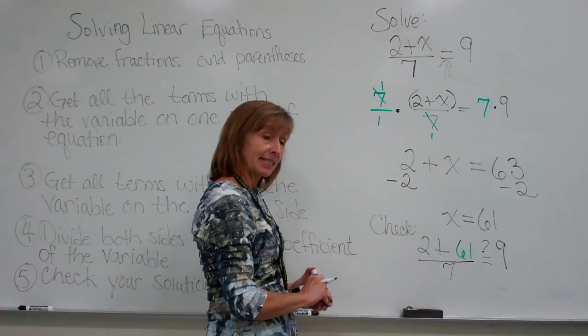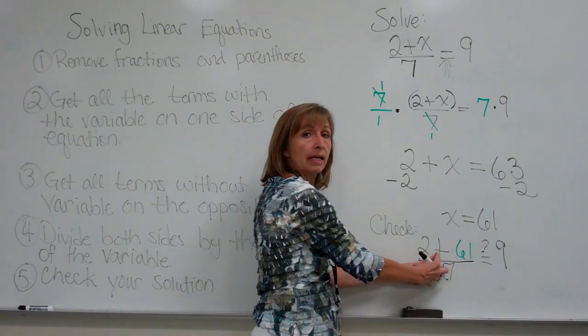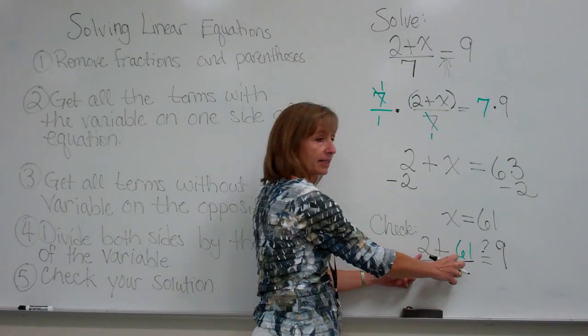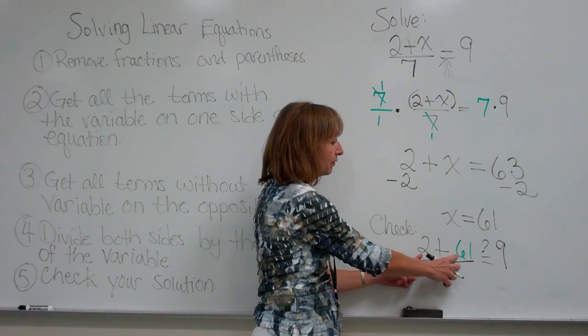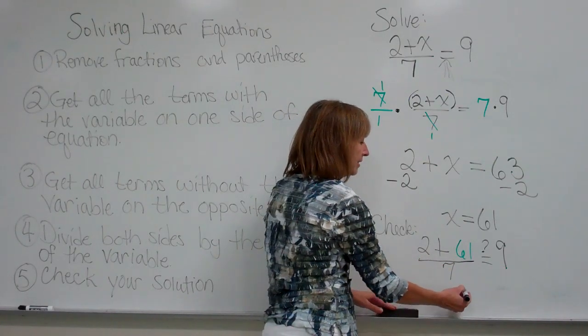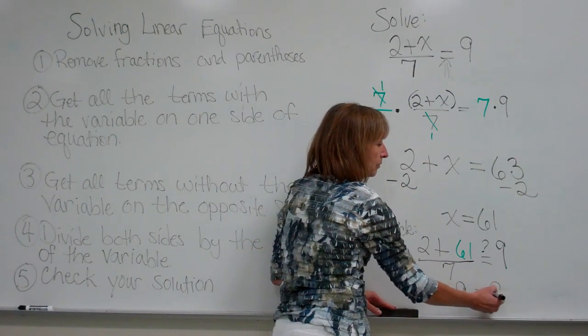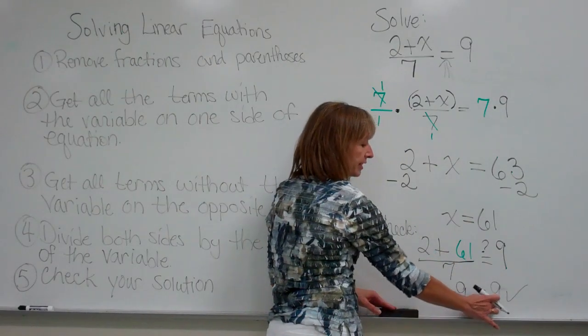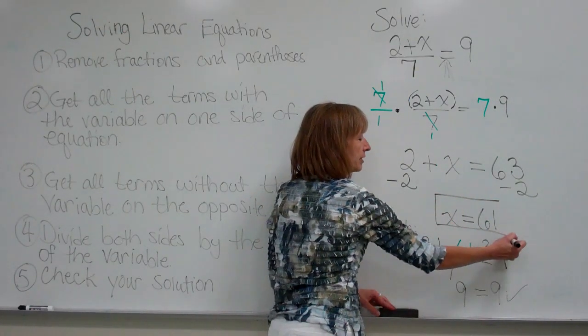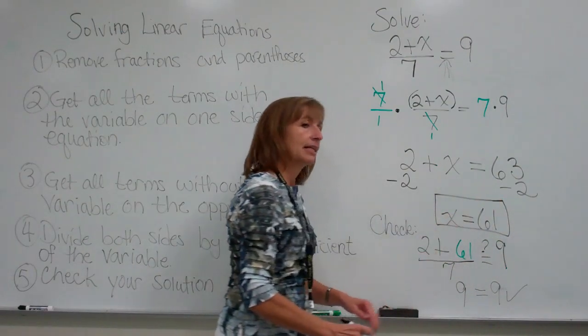Well, on the left-hand side, we need to do our addition in the numerator of the fraction. So 2 plus 61 is 63, and 63 divided by 7 is 9. So we get 9 equals 9, so we have an equivalency there, so that checks. Our answer of x equals 61 is true.